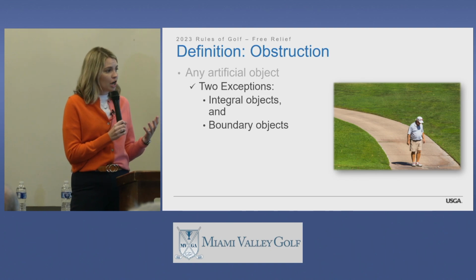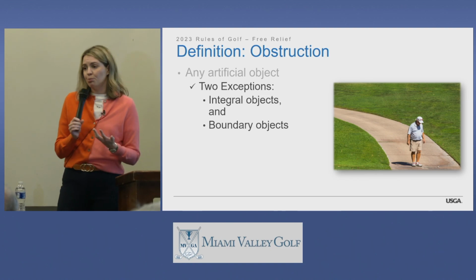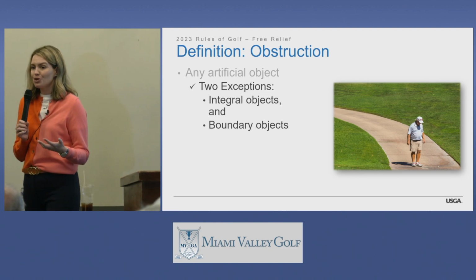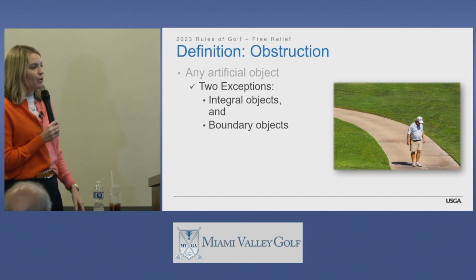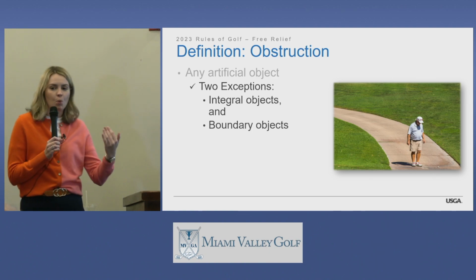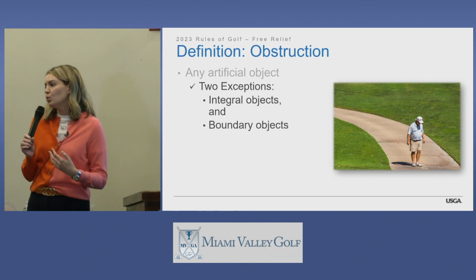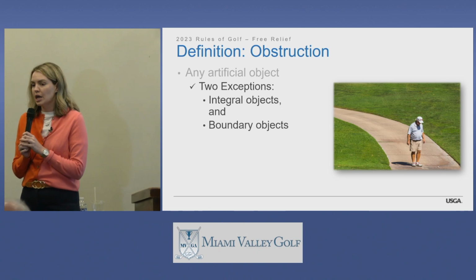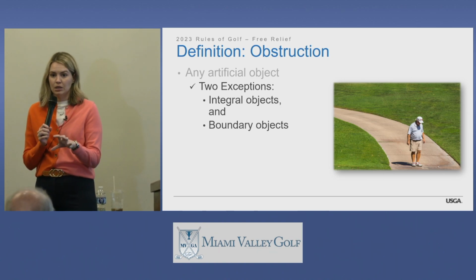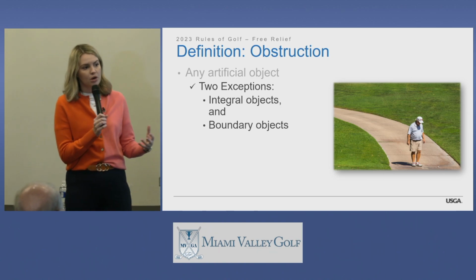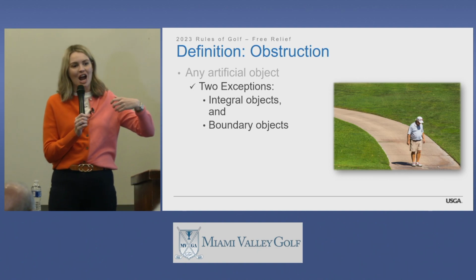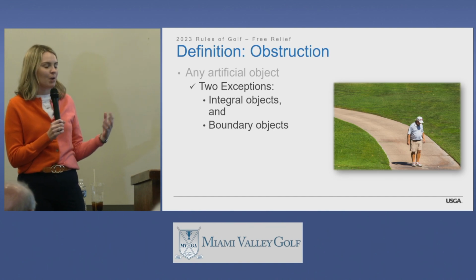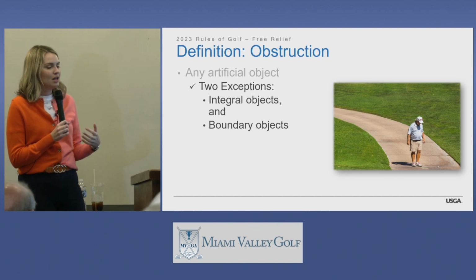And then boundary objects. Boundary objects are super important because they're defining the boundary of the course for us. And so we don't get free relief from boundary objects, whether that's a fence out on the course, some white stakes that we've put out. We don't get free relief from these things, and we're going to treat them as being fixed. Because the boundary is so important, even though I can lift a white stake out of the ground, we don't want players doing that. We want to preserve the boundary that we have.